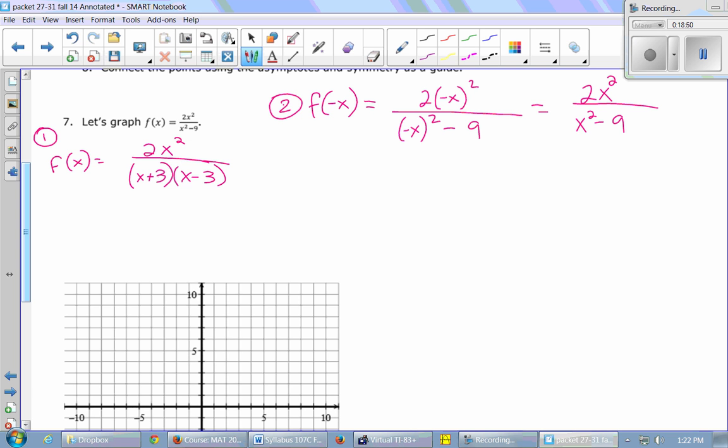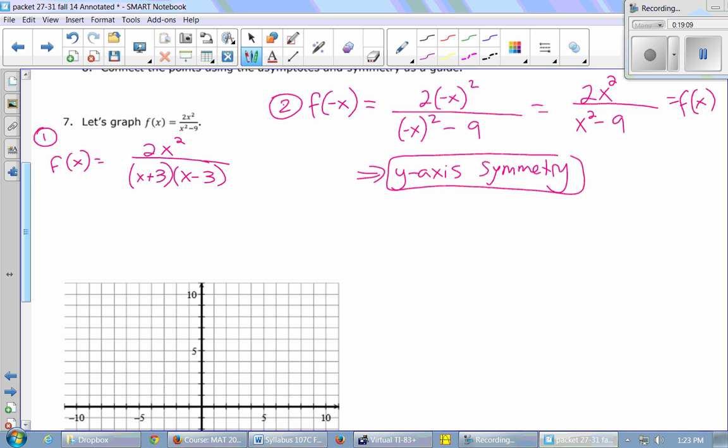Is that exactly my original function? Yes, that is exactly my original f of x. So what kind of symmetry do I have? Y-axis or even symmetry. Okay, so that's good to know. That will help me draw the graph.